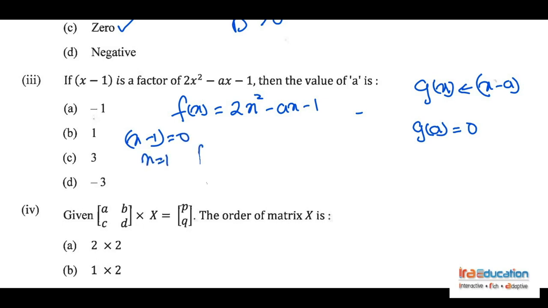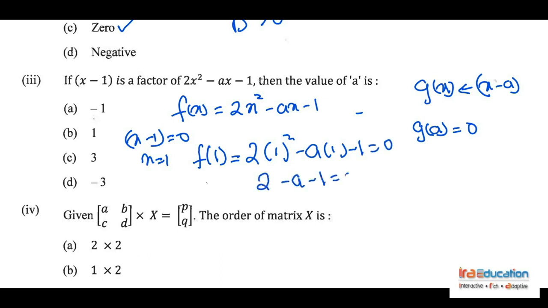Now, I'll try to find f of 1. When I'm trying to find f of 1, we'll plug in the value of x with 1. So, this is 2 times 1 square minus a times 1 minus 1 is equal to 0. Upon simplifying, this becomes 2 minus a minus 1 is equal to 0, or 1 minus a is equal to 0, or a is equal to 1. Therefore, we got the value of a is equal to 1, which implies the correct option is B.